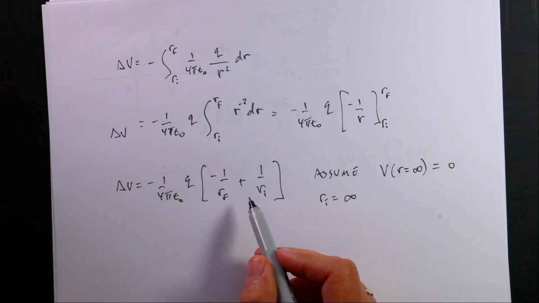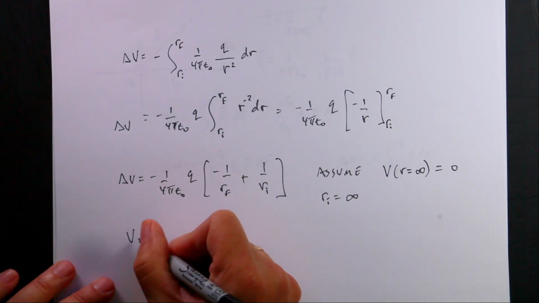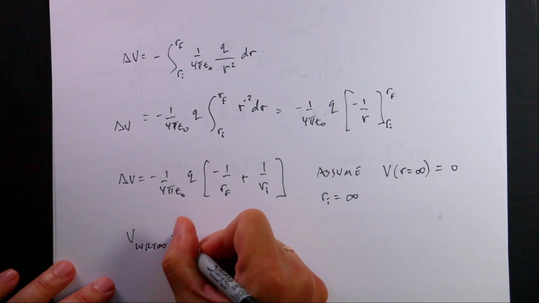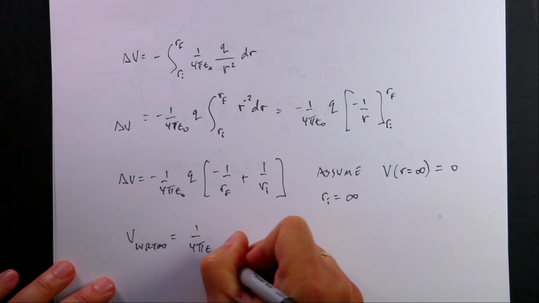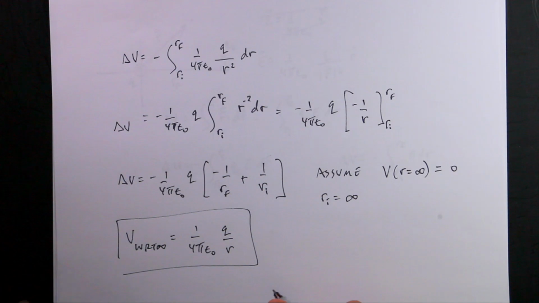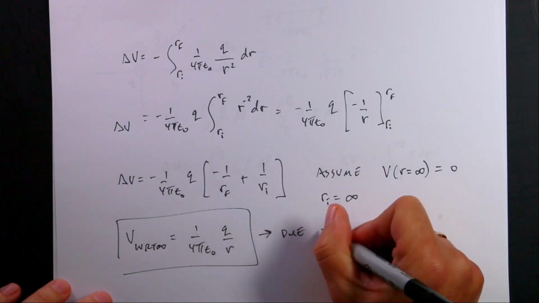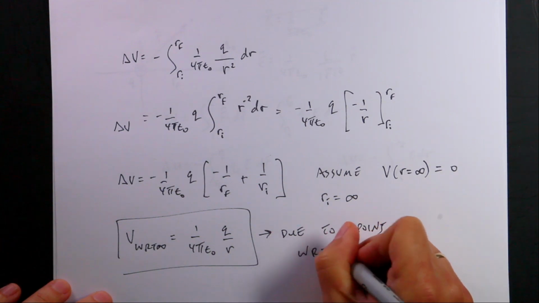Let's be realistic here. So that means I can write V with respect to infinity is equal to 1 over 4 pi epsilon naught Q over R. And you'll see this a lot. We use it a lot because it's actually quite useful. This is the electric potential due to a point charge with respect to infinity.